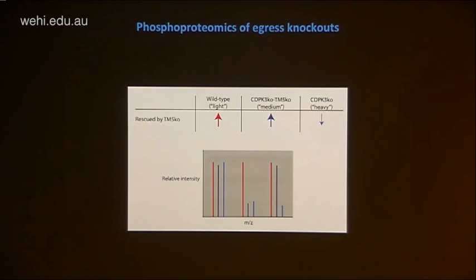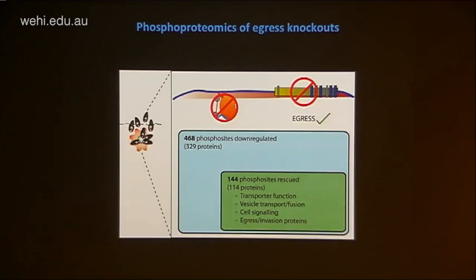What we're really interested in is not those phosphosites which are just downregulated in knockout parasites, but those phosphosites which go down in knockout parasites but then get re-upregulated when you also knock out TM5. So when we have knocked out CDPK3, knocked out TM5, and restored egress in these parasites, we suddenly have a much smaller sample set to play with, which is fortunate because that's far too many phosphosites to try and play with. And as it is, this is too many. So 144 phosphosites corresponding to about 114 proteins.